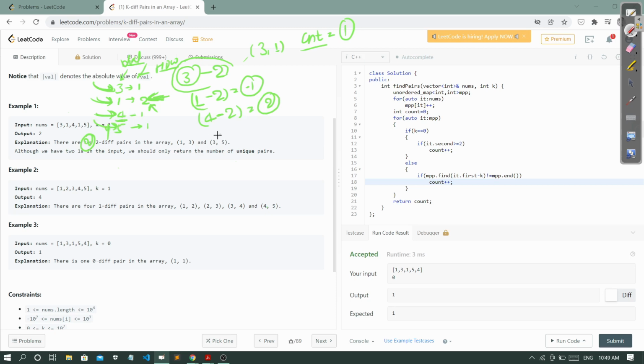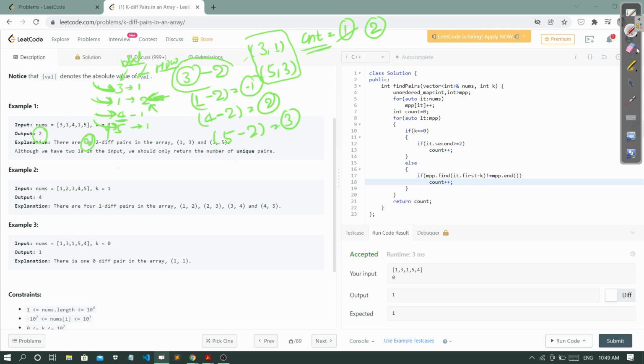Again we come here to 5. So see, 5 minus 2 is equal to 3. Does 3 exist in the map or not? Yes, 3 exists there. Again increase the counter by 1. So we get another pair, that pair is 5 3. So we get these two pairs, that is 3 1 and 5 3. So we have to return the count. So here we get the answer is equal to 2.